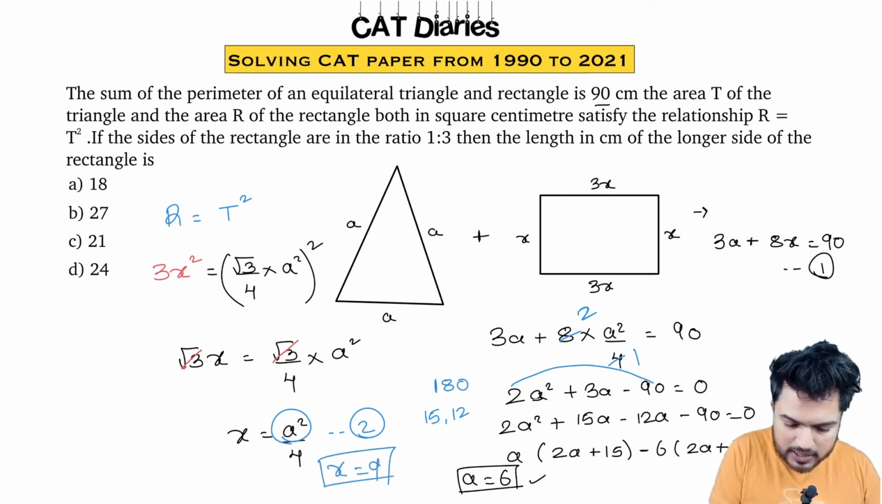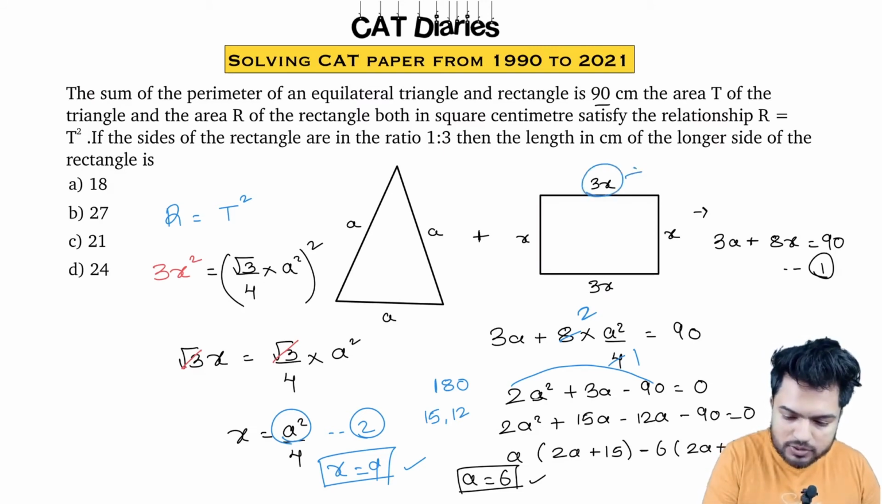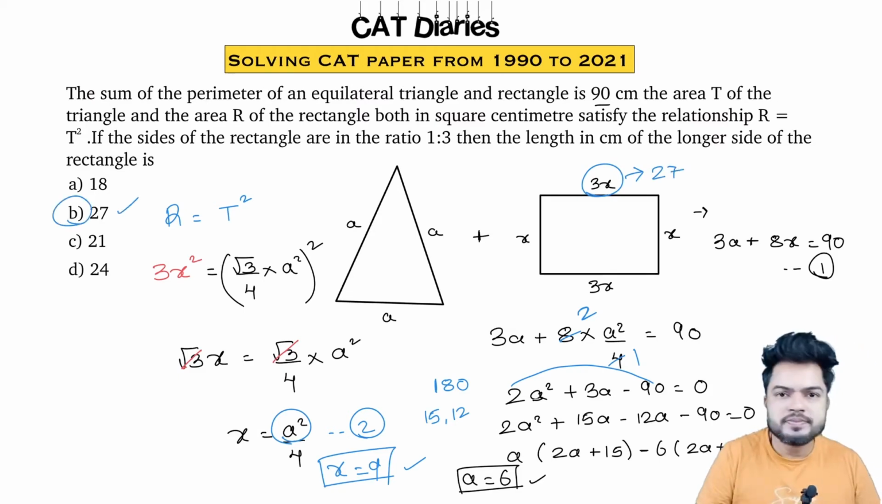Now what are they asking? They are asking me the side of a rectangle, the longer side. That will be 9 into 3, 27 is your answer, which is option number B. So a very easy question. You don't have to think much here. You just have to equate the two conditions, get two equations, substitute and reach the answer. So again the same pattern, equating area to find out length or area.